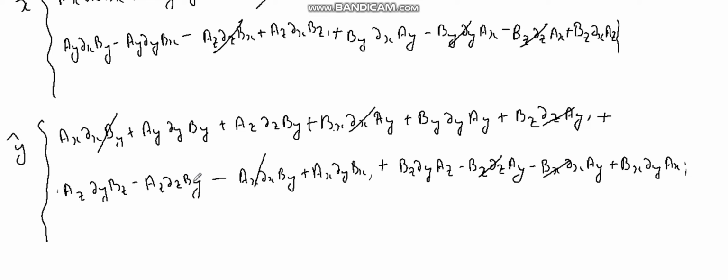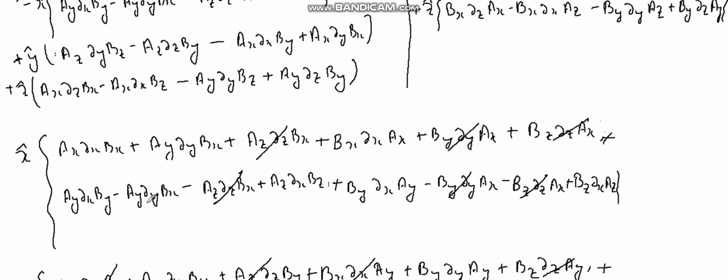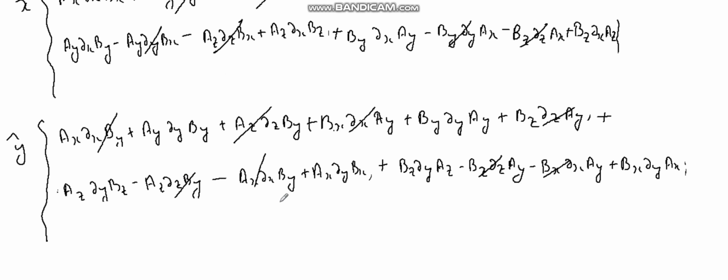Okay, I think there is one more term that has to be cancelled out. The ax del x by, sorry, az del z by, az del z by. Okay, and we are left with this term to be cancelled out: ay del y bx, ay del y bx. Okay, all the minus terms have been cancelled out.